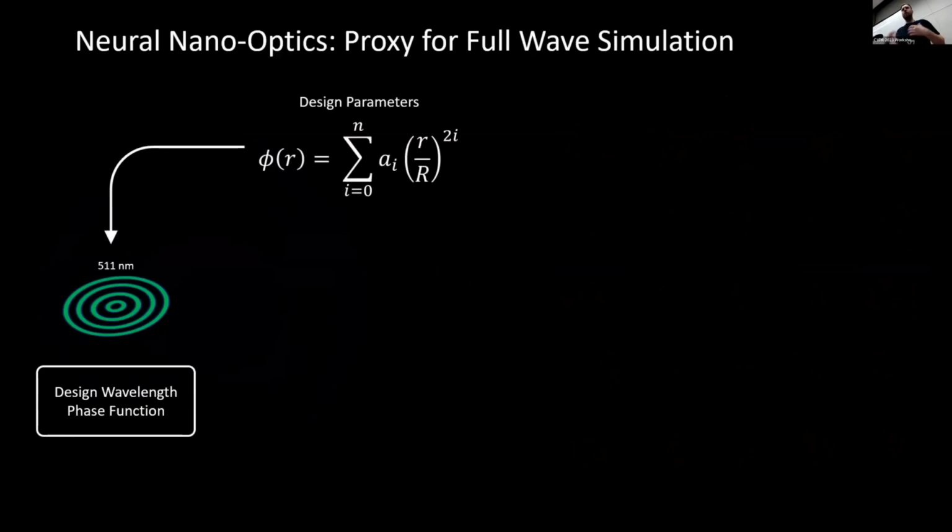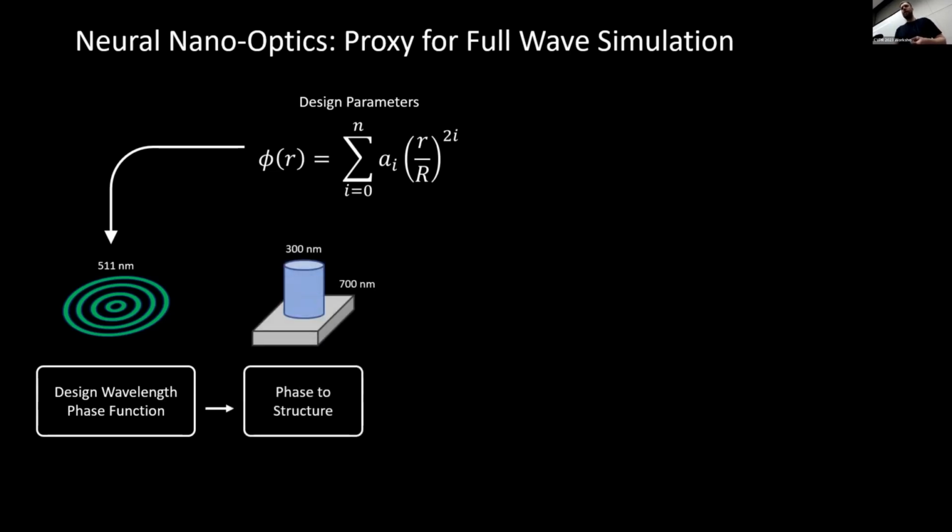So these are just a bunch of polynomial coefficients at radii from the optical axis that we optimize over. And so this is the phase function that our optic in the end imparts here. We design this for a single wavelength, and then we come up with a phase to structure proxy. So how do I get that phase imparted by the lens to a particular metasurface structure? I'm going to tell you in a little bit what that particular structure is.